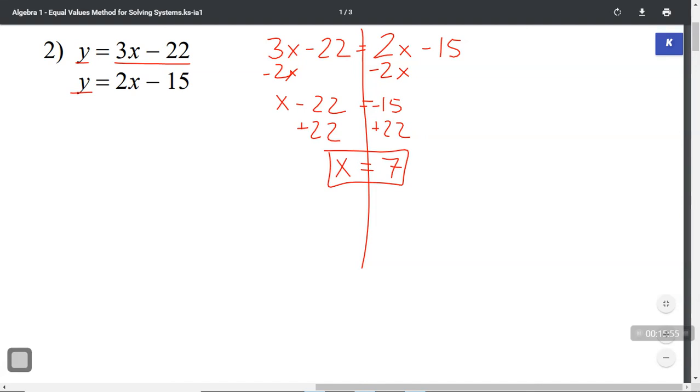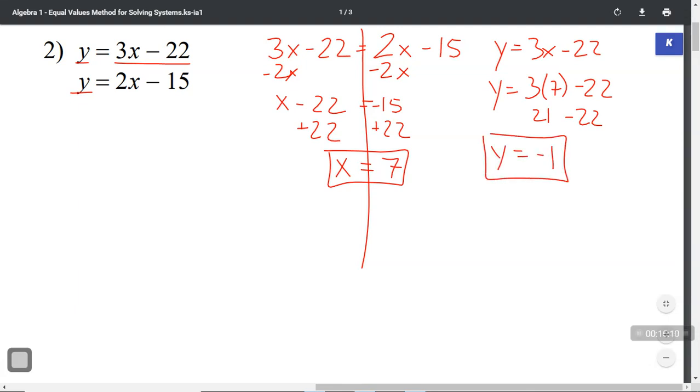Good, that's the first part. Now, let's find y. I'm going to take y equals 3x minus 22, and I'm going to plug in what I found. 3 times 7 minus 22. Well, 3 times 7 is 21. Minus 22, y must equal negative 1. If that's correct, it'll work in my check step.